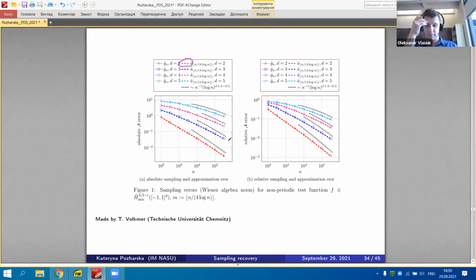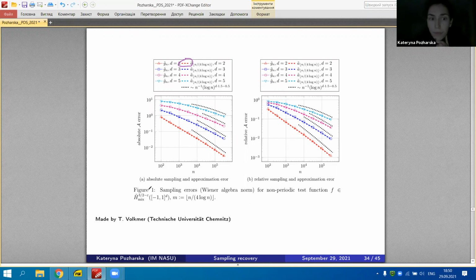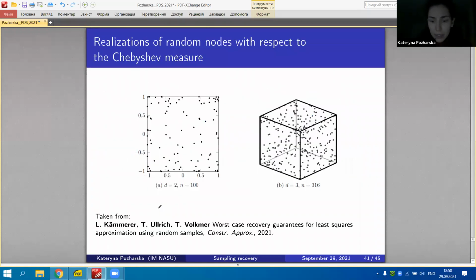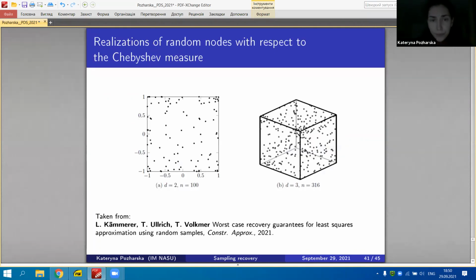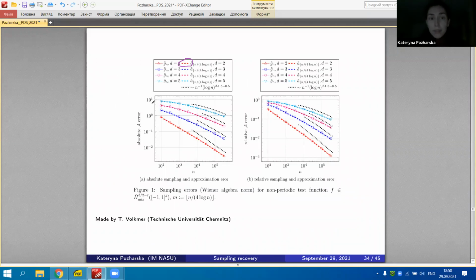And this is sampling uniformly distributed points in the cube, is that right? Yes. But here we have the test function from some non-periodic function space. We have some results that are not finished. I can show you the idea. We considered another Hilbert space based on the Chebyshev kernel, with the Chebyshev measure, and these points were distributed with respect to this Chebyshev measure. We took this function from our space based on Chebyshev polynomials, a special one.